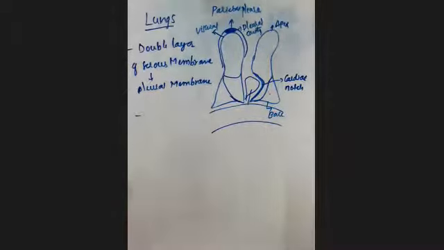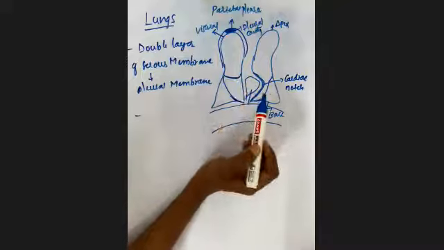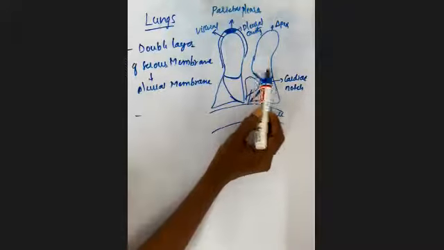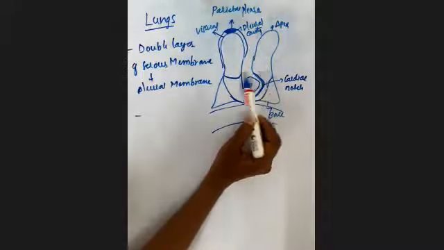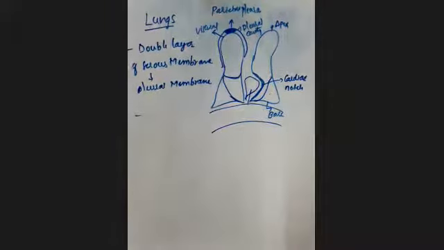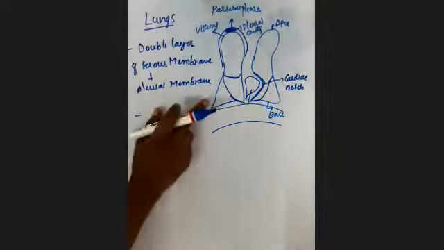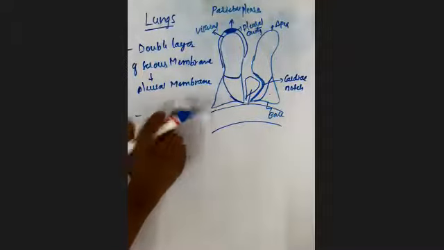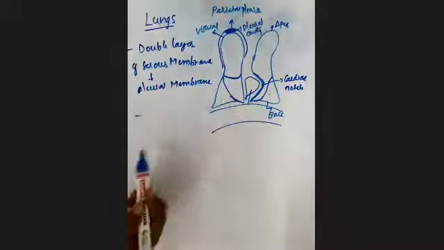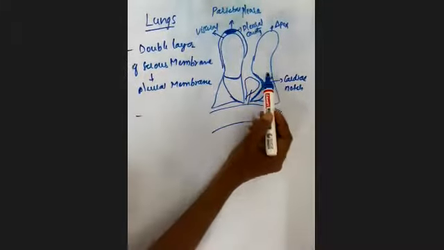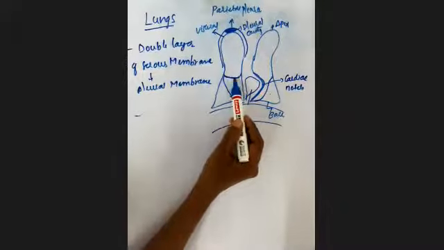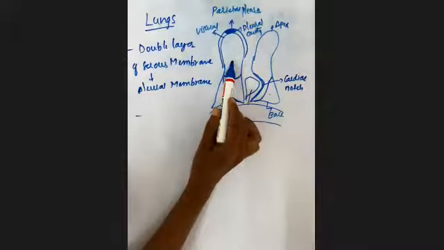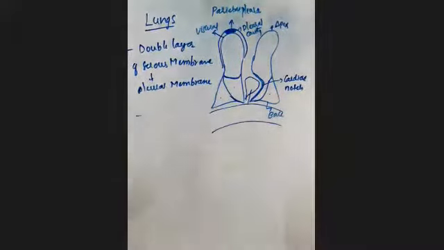And the right lung has two fissures; it also has the horizontal fissure. The left lung lacks this horizontal fissure. It is present only in the right lung. So the right lung is divided into three lobes: superior, middle and inferior. But the left lung is divided into the superior and the inferior lobes only. Because of the horizontal fissure, the right lung has superior, middle and inferior lobes.